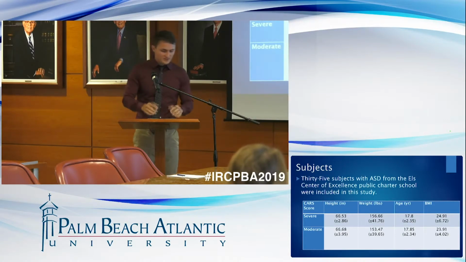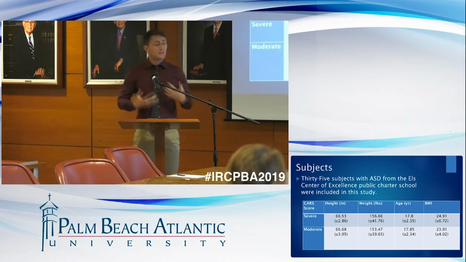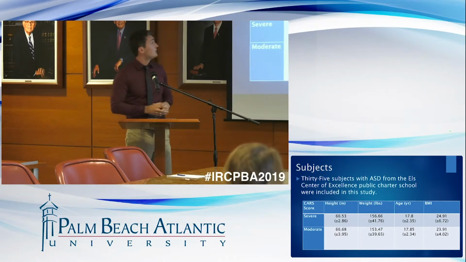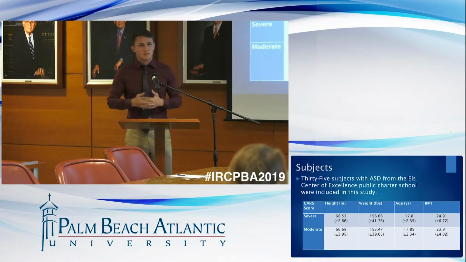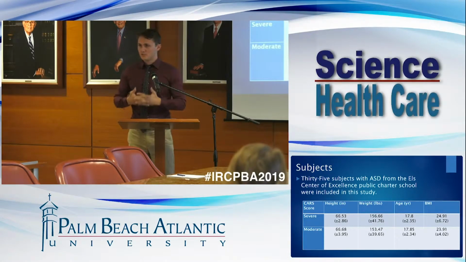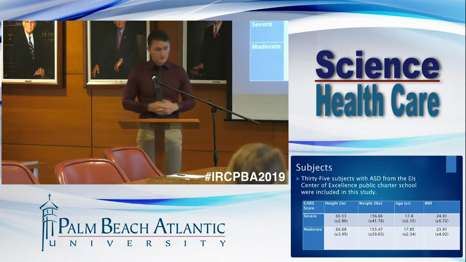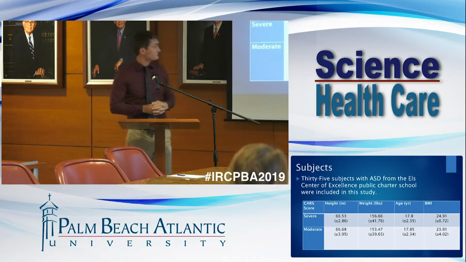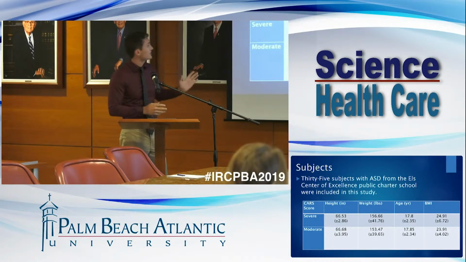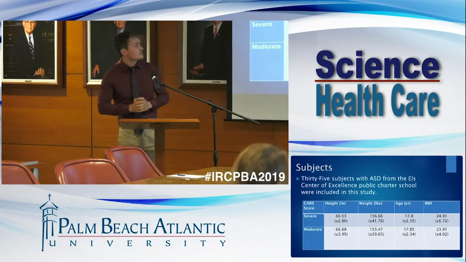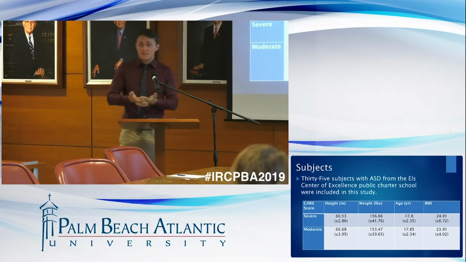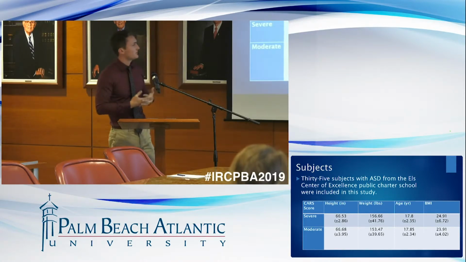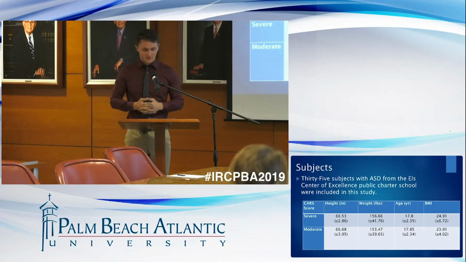All of my subjects attended the Els Center for Autism. We had 35 total subjects. Of the 35 subjects, there was no minimum severity; there was only severe to moderate severity, so that's what we'll be looking at today. As you can see, broken up into the chart of height, weight, age, and body mass index, severe and moderate, there was no significant difference, which provided a good platform for continuing in this research.